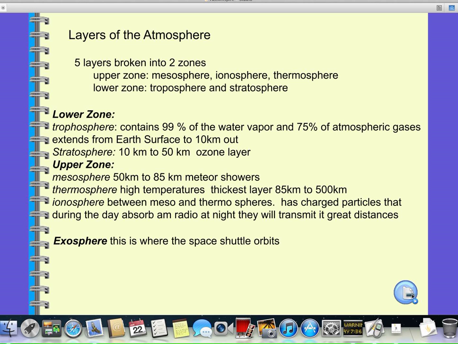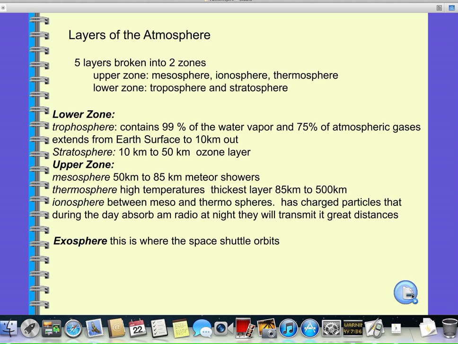Now we have the upper zone, which is the mesosphere and the thermosphere. And at the 85 kilometer mark is the ionosphere. The ionosphere is a layer of highly charged particles that during the day absorb AM radio transmissions and some other wavelengths. But at night, they don't absorb it, so we're able to hear long distance radio. That's what AM radio is, long distance radio waves. So we can hear radio from, say, Canada or Mexico, something like Coast to Coast AM radio.